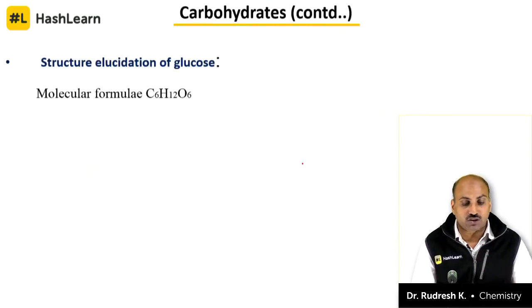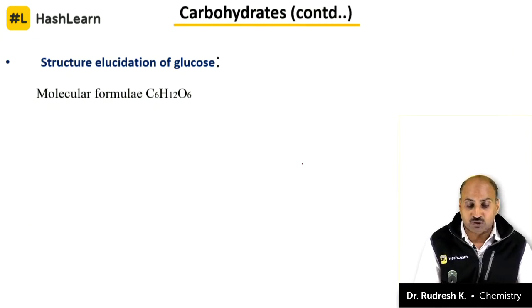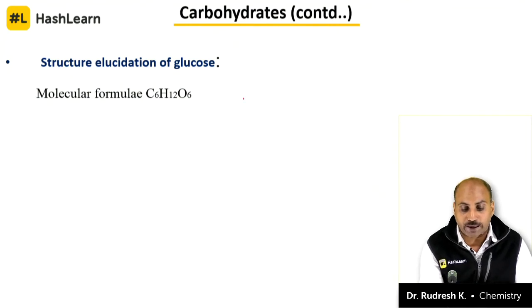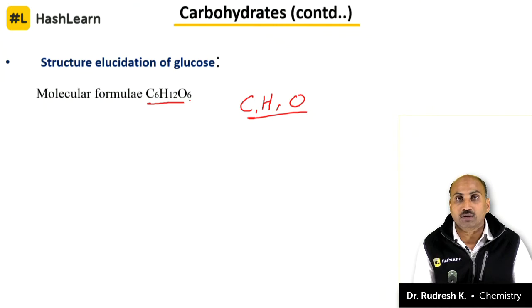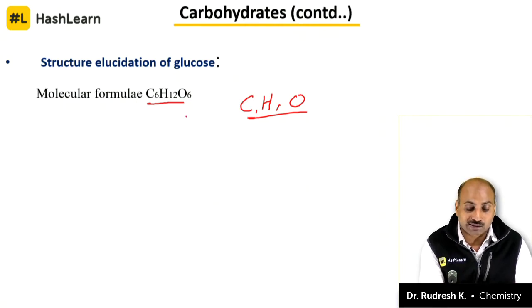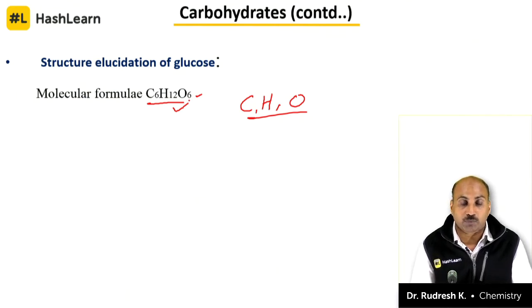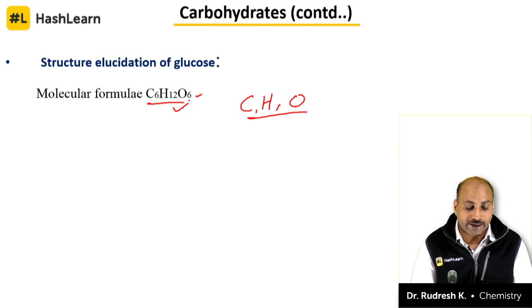Next, coming to the structural elucidation of glucose. This is more important. When we look at the structural elucidation, first and foremost we have to find out the empirical formula. The empirical formula contains C, H and O. Based on the empirical formula, when we calculate the composition by using the mole method which we discussed earlier, that yields C6H12O6. This is the molecular formula obtained by the mole fraction method of identification.